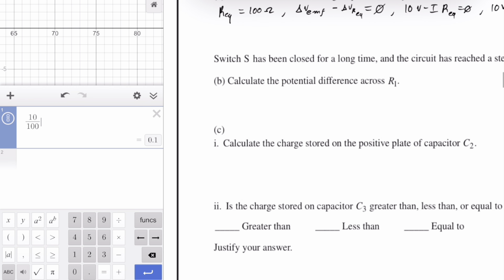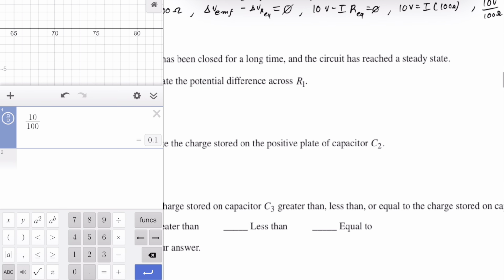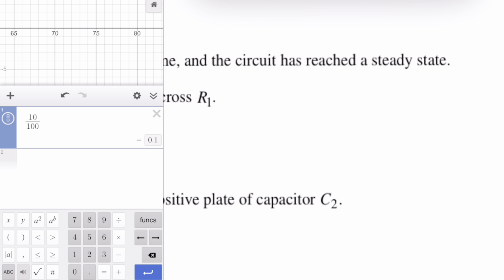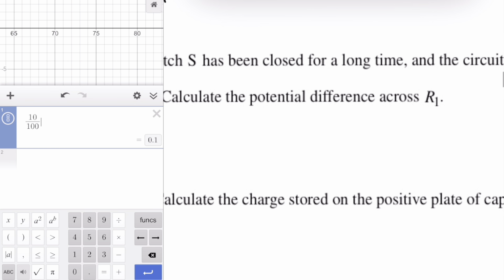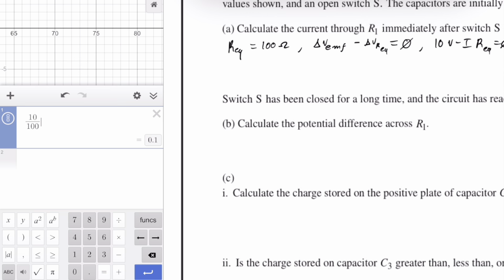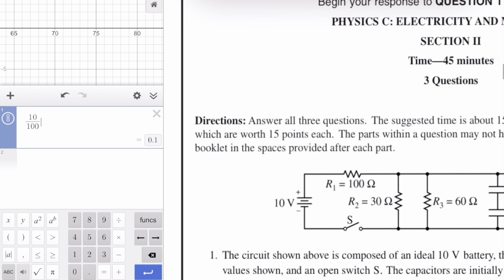Next question. Switch S has been closed for a long time and the circuit has reached a steady state. If you guys had any questions about what I just explained, please let me know. I would be happy to answer them. So the circuit has reached a steady state, and now we're going to be tested on steady state conditions. Calculate the potential difference across R1.